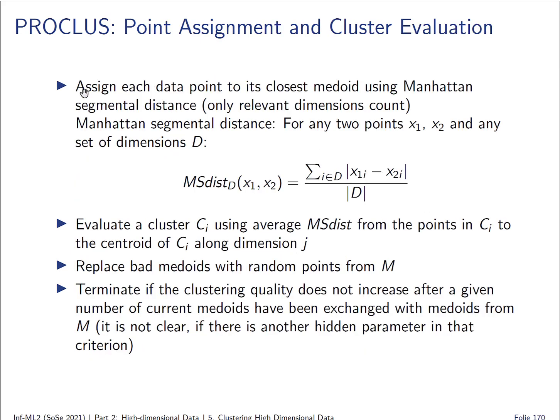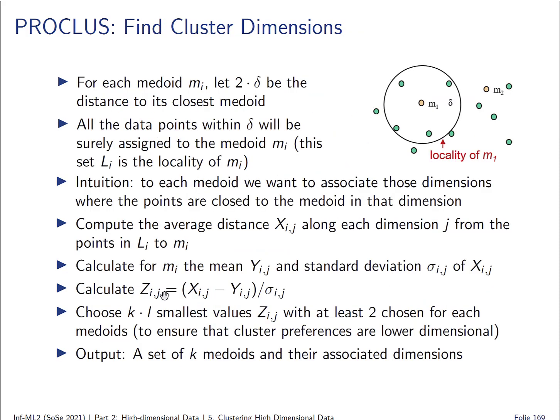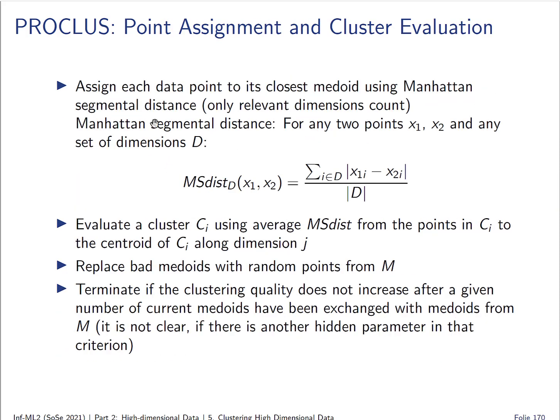Now that we have assigned the relevant features to each medoid, we can assign each point to the closest medoid, and we use the so-called Manhattan segmental distance for that. So only the relevant dimensions count. Manhattan segmental distance is Manhattan distance, but only the relevant dimensions count. The relevant dimensions have been determined in the first step, and now we take these relevant dimensions and compute the Manhattan distance.